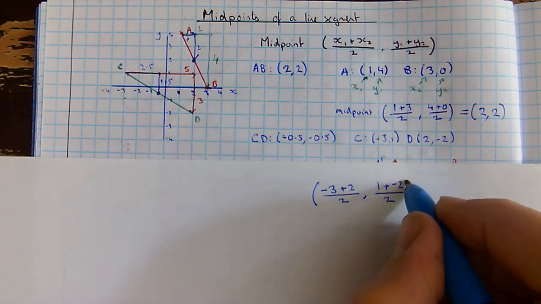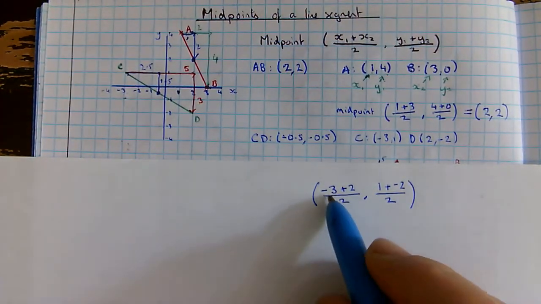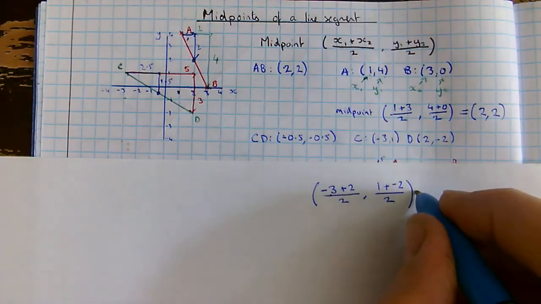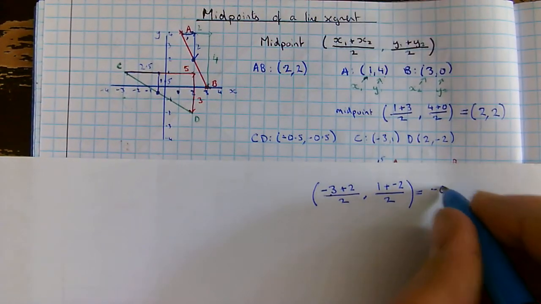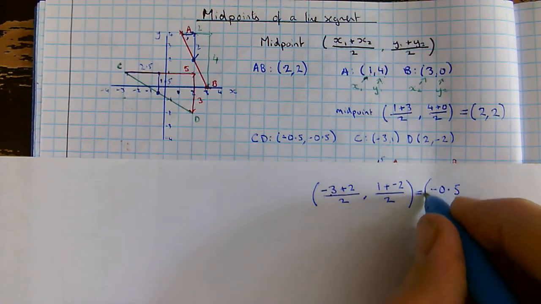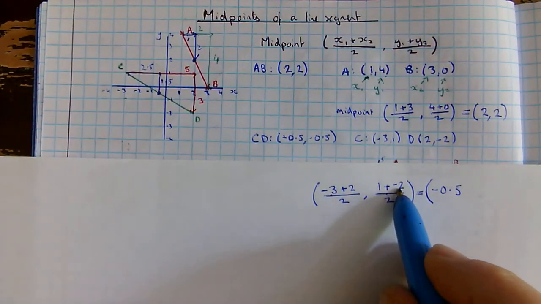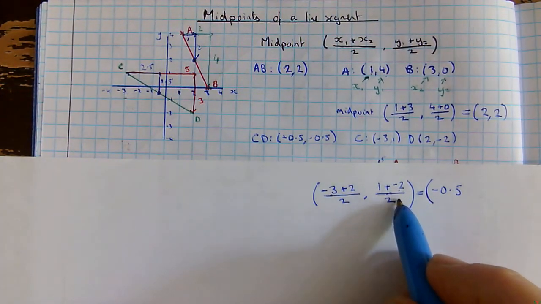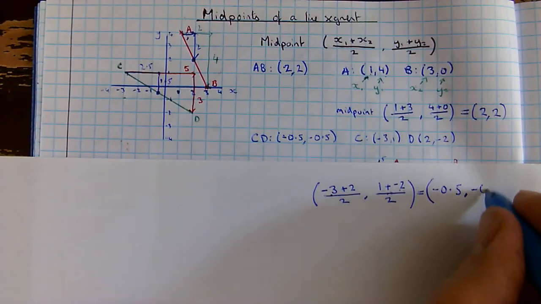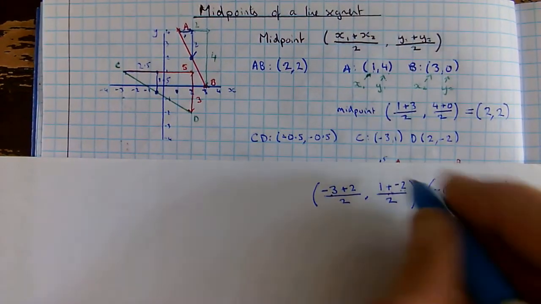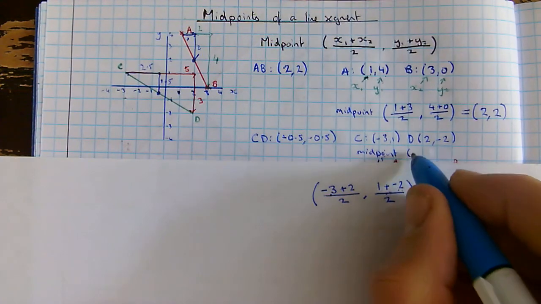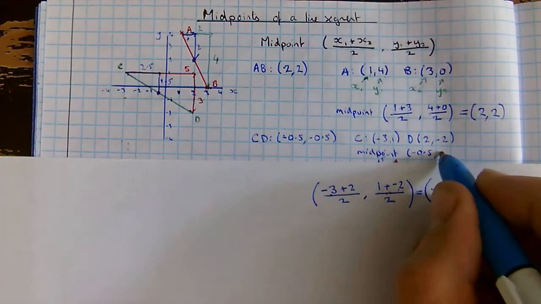Bit more complicated because I've got negatives here. Negative 3 plus 2 is going to give me negative 1. Negative 1 divided by 2 is negative 0.5. 1 plus negative 2, plussing a negative is taking away, so 1 take away 2 is negative 1, divided by 2 is negative 0.5. So again, I get the midpoint as negative 0.5, negative 0.5.